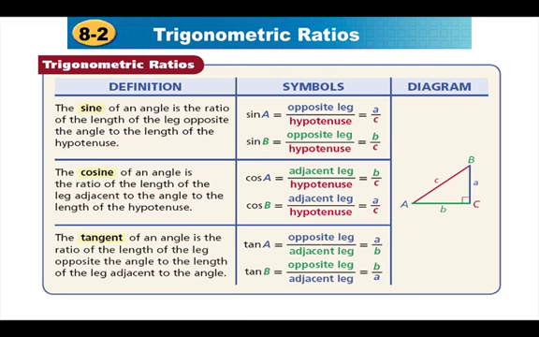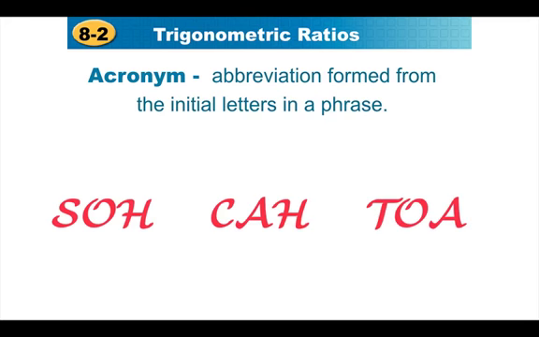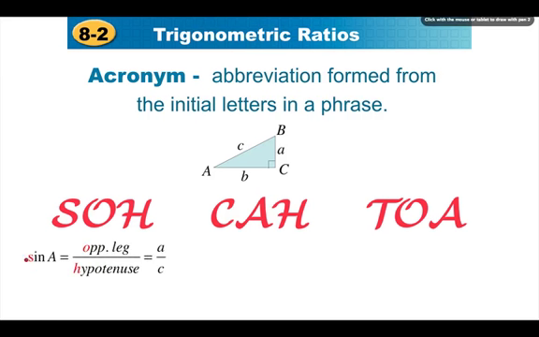I am going to help you with the following so you can memorize these three definitions. We call it an acronym, an abbreviation formed from the initial letters in a phrase. Copy this. It says SOH CAH TOA. What does this represent? It represents the following. First, let's sketch the following right triangle so you can see a little bit better. SOH stands for sine opposite hypotenuse, or opposite leg over hypotenuse.